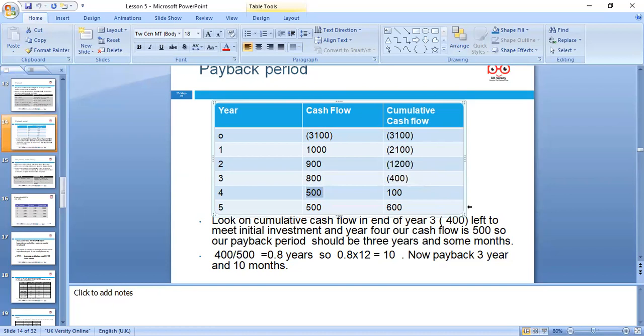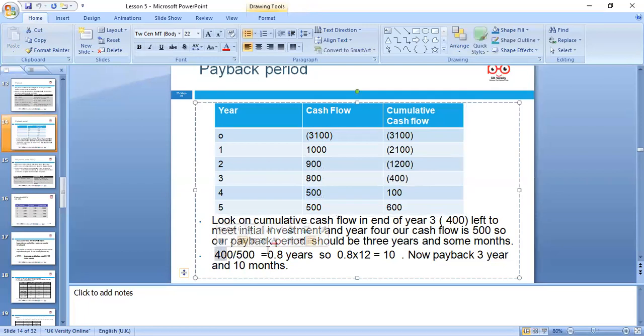So we can't say this project will take exactly 3 years, and not exactly 4 years either. The formula is the outstanding amount of the previous year divided by the following year's inflow. So 400 divided by 500 times 12. So this project will take us 3 years and 10 months to recover what you invest. Anybody, any question?